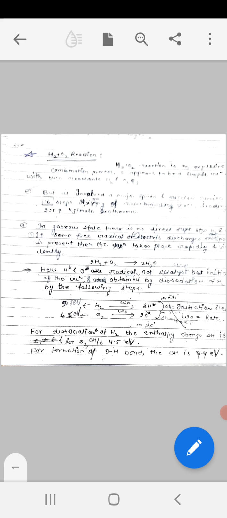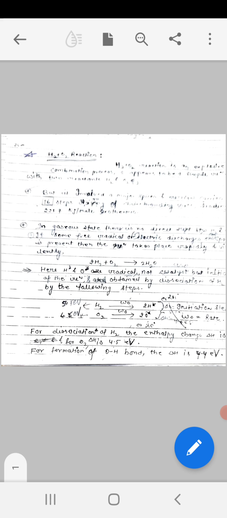Today, we are going to study the hydrogen and oxygen reaction which is occurring in the atmosphere. For the last 2 days, we have been studying atmospheric reactions, or the dynamics of atmospheric reactions. In that course, we have studied the NOx cycle and ClOx cycle. Now, today we are going to study the hydrogen and oxygen reaction.